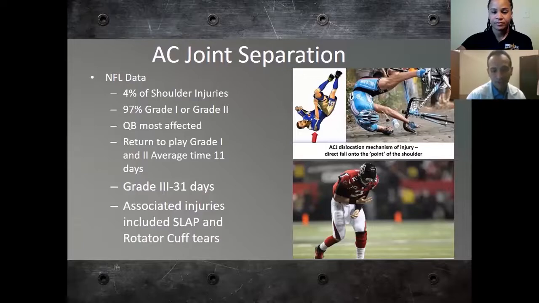affected. So the quarterback will come off the sideline with their arm again held in the shoulder, adducted, and kind of wincing in pain. And the average return to play in the NFL data for grade 1 to 2 is about 11 days, and from grade 3 it can go up to 31 days, and it's associated with some other type of injuries like SLAP and rotator cuff tears, or labral tears and rotator cuff tears.